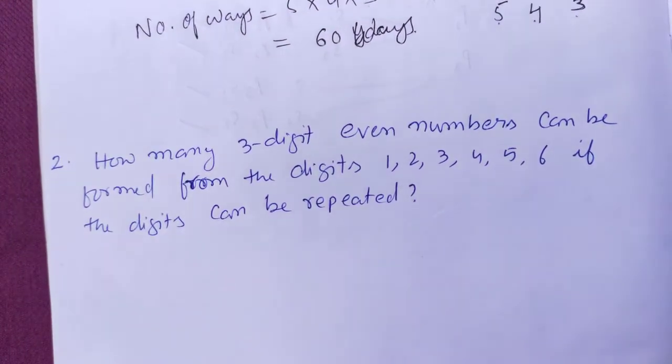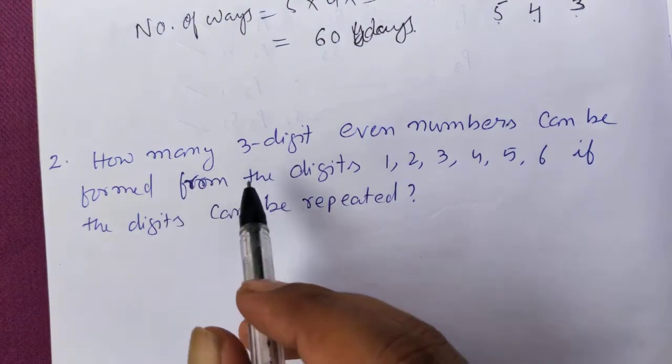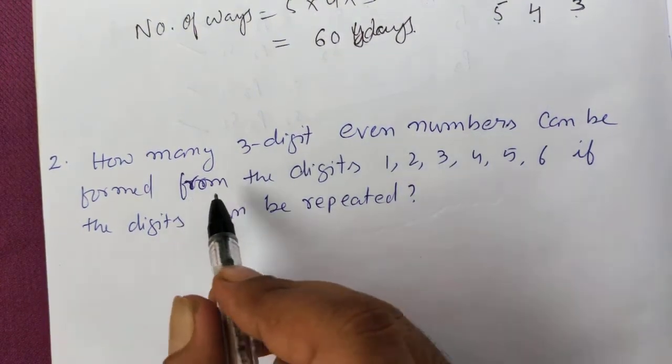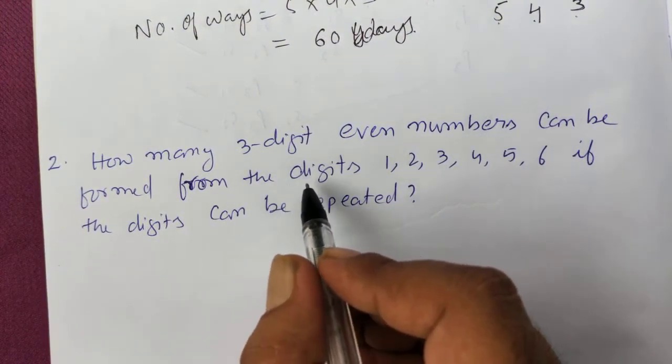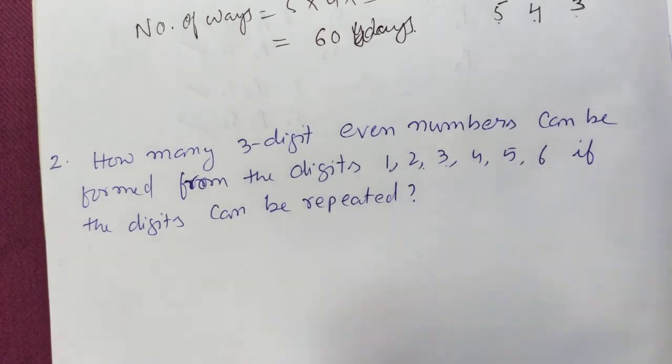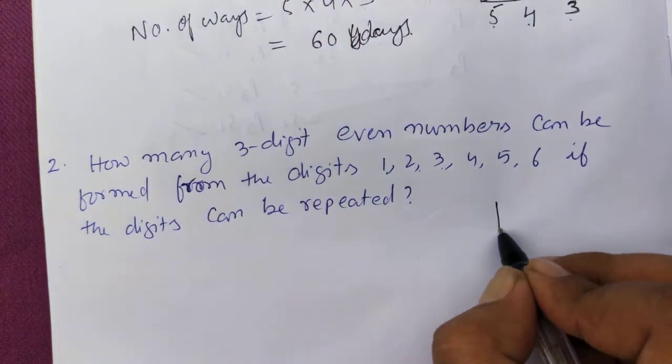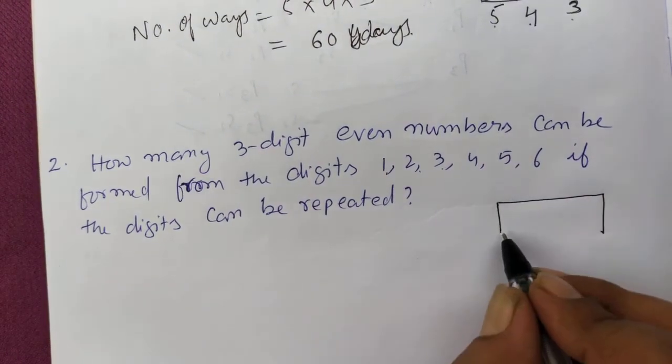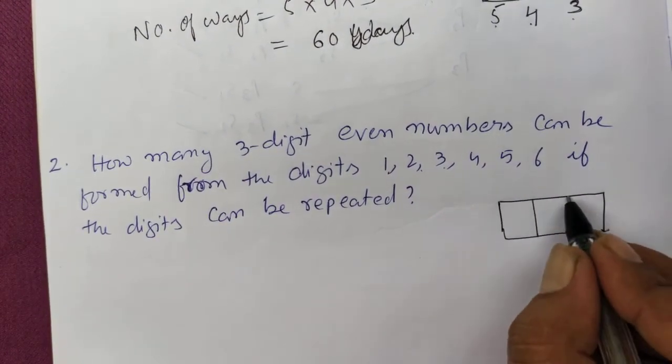Similarly, let's do question number 2. How many 3-digit even numbers can be formed using the digits 1, 2, 3, 4, 5, 6? So there are 6 digits. You are going to make a 3-digit number, but the condition here is that you must get an even number.